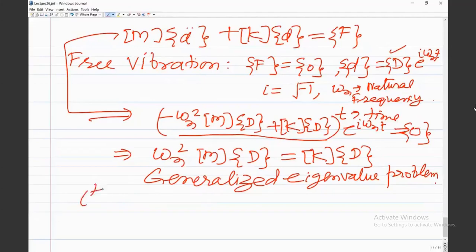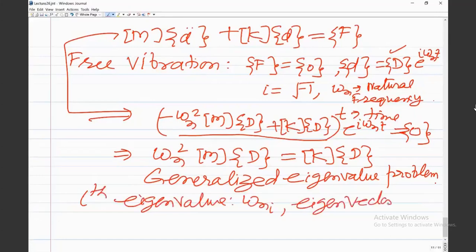Let us say when we solve the eigenvalue problem, the ith eigenvalue is omega ni, and the corresponding eigenvector is phi i. So d is equal to phi i. Phi i is nothing but the capital D i. Similarly, let us say the jth eigenvalue is omega nj, and the corresponding eigenvector is phi j. So then let's look at what the relation is.